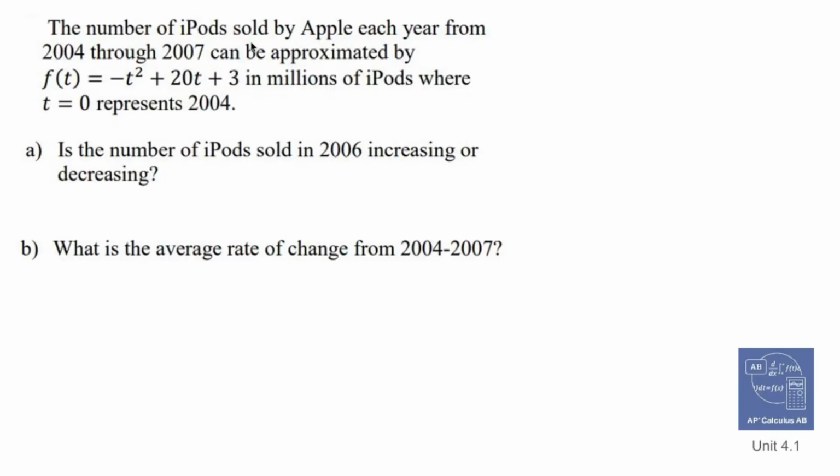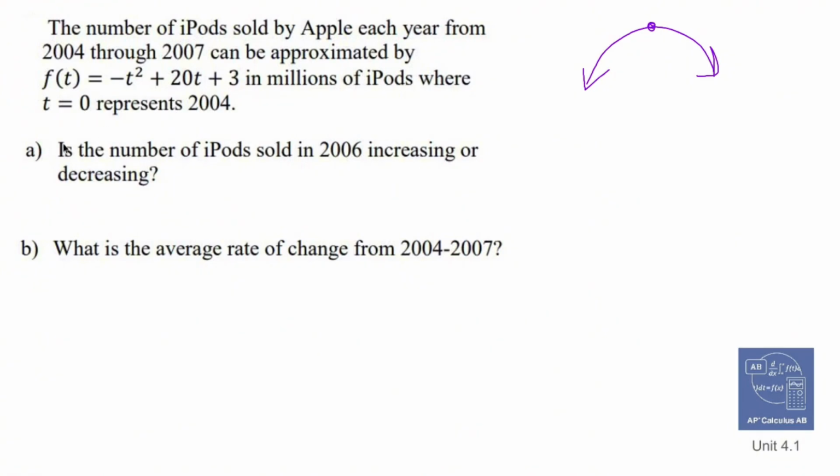The number of iPods sold by Apple each year from 2004 through 2007 can be approximated by this formula right here. It's a quadratic in millions of iPods where t equals 0 represents 2004. Lots going on here. So I know that this is a parabola, and when graphed it's going to look like this. What I don't know is where things change, and that's going to help me understand A and B.